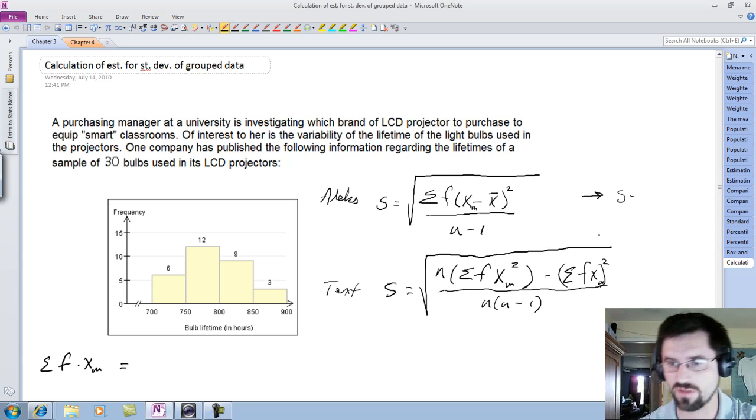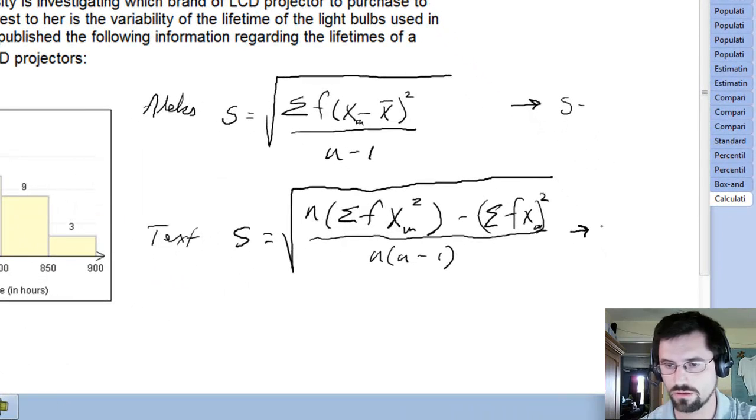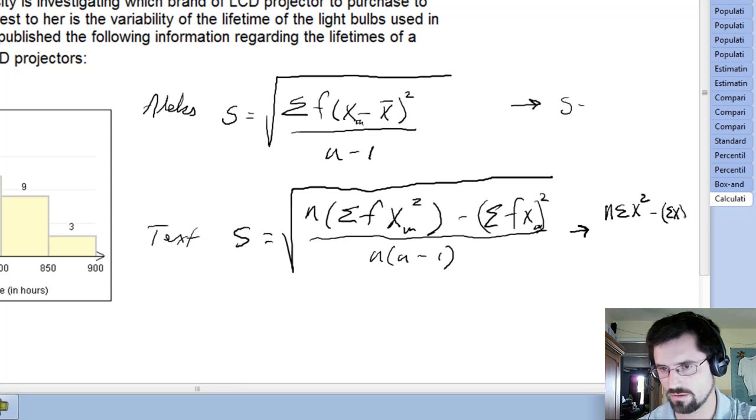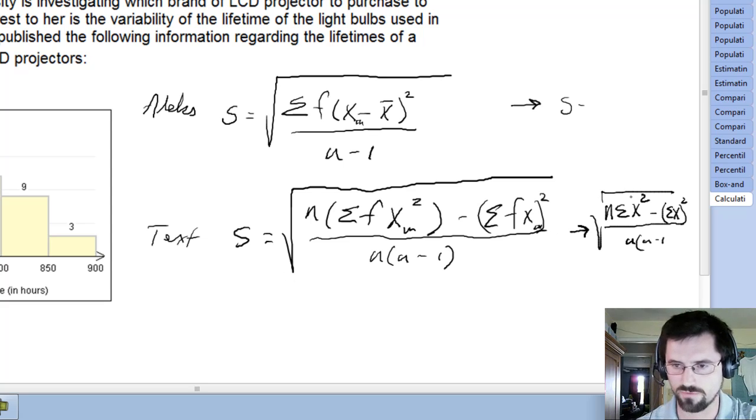The shortcut formula for sample standard deviation is n times the sum of the x squareds minus the sum of the x, squared, over n times n minus 1, and that whole thing is square rooted. That is the shortcut formula for standard deviation. The only change is they have some f's in there because there's a frequency, and instead of all the values, it's just the midpoints of the classes because we don't actually have all the values.